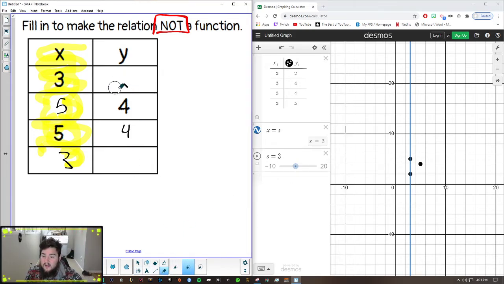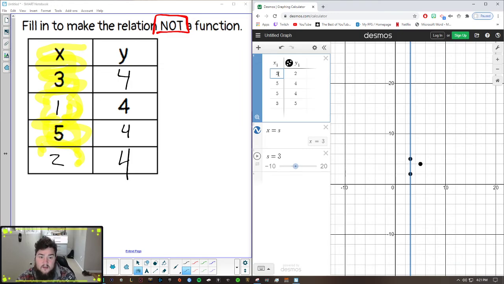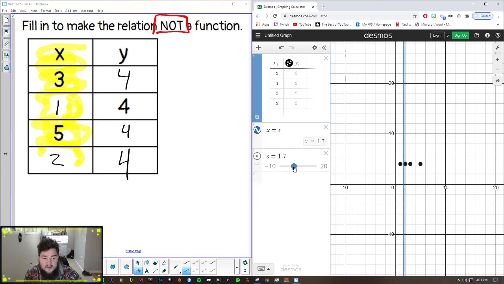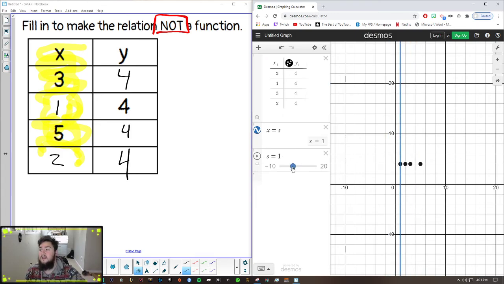Okay, I could have had 4, 4, 4. Let's make this 1 and 2. Let's see what happens. And look, even though we have a bunch of the same y values, it's fine. It's still a function. It never hits twice. Never allowed more than 1 of the x values. You can't have 2 3s or 2 2s or 4 4s or 6 7s. Y values you can, x values you cannot.